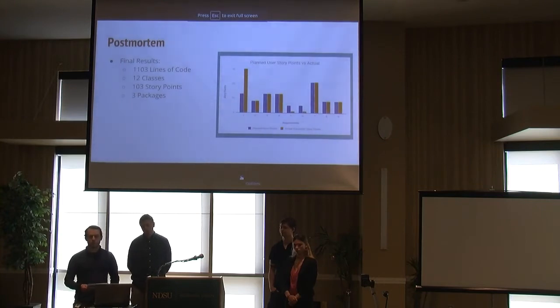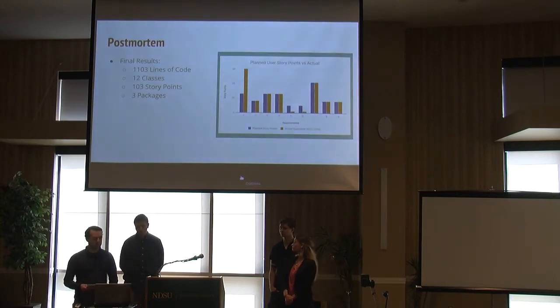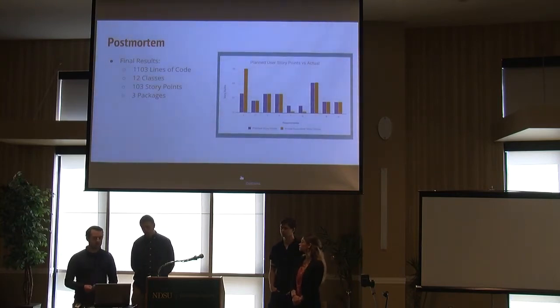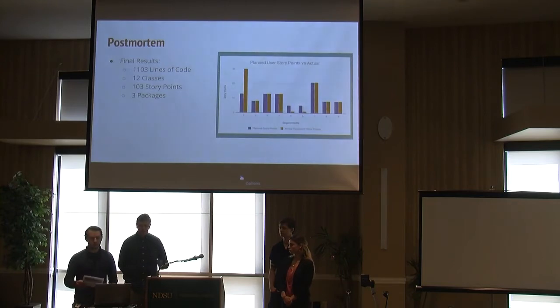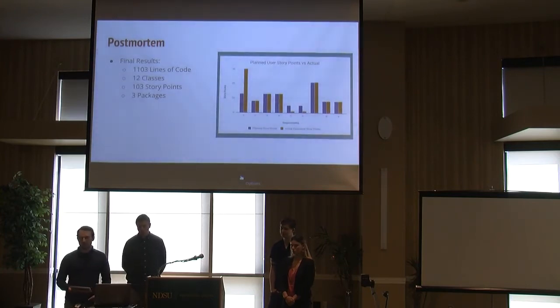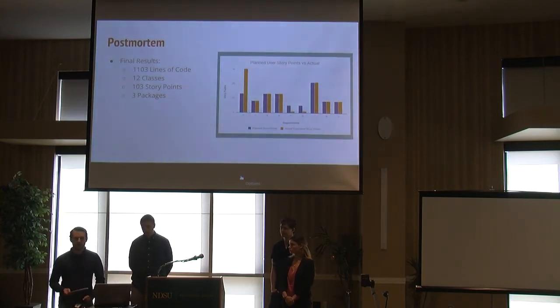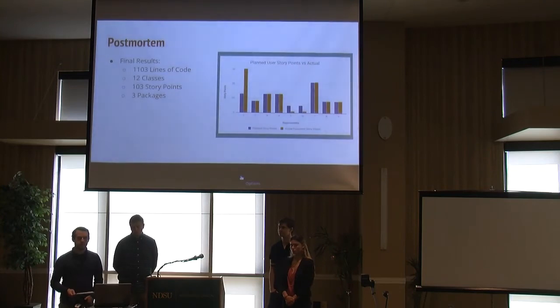So we had a post-mortem discussion at the end of our project, and we did an overview of our project and our code, and there was some interesting data. We had 1,100 lines of code roughly, and that was cut down pretty heavily from what we had before. We cut out a lot of unnecessary code and test code and such. We had 12 classes. We had originally only designed 4. So there were 8 more classes than we had planned.